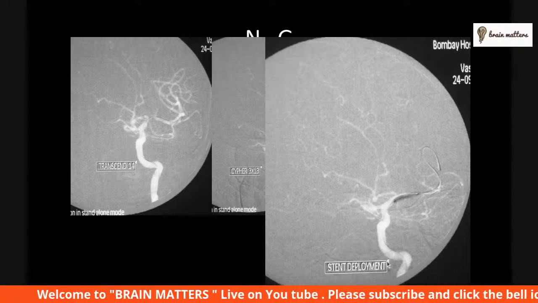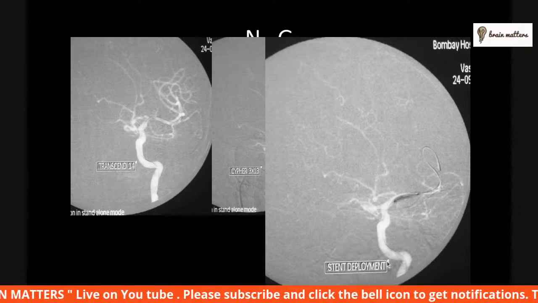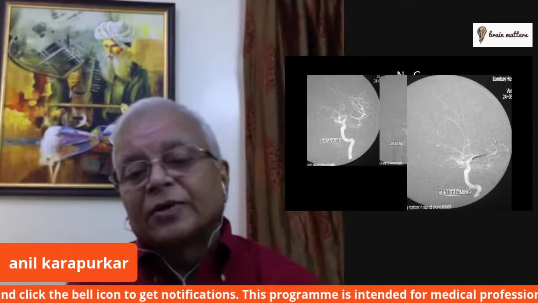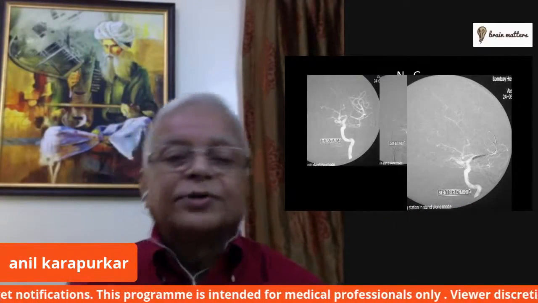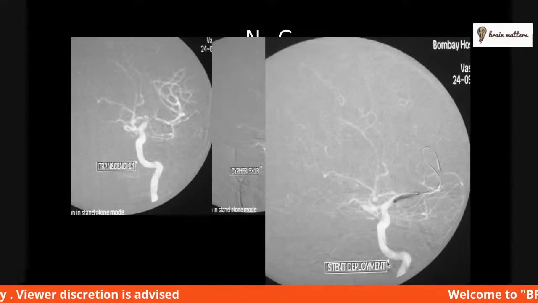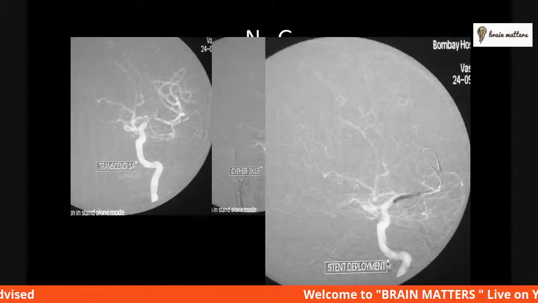In those days, the Cypher stent had just become available. The Cypher was a drug-coated stent from Cordis. And so we managed to cross the stenosis. This was a Transend 14 wire. And like I told you, this was 2002.